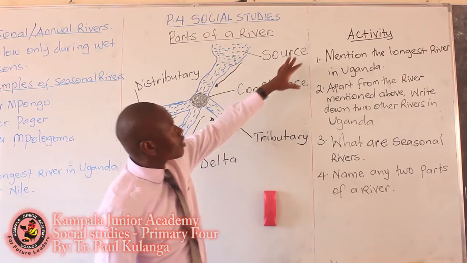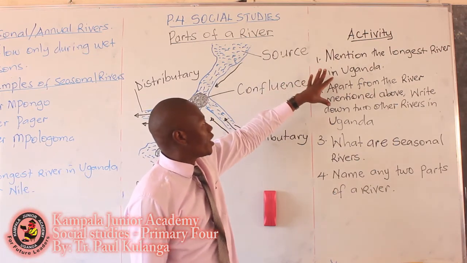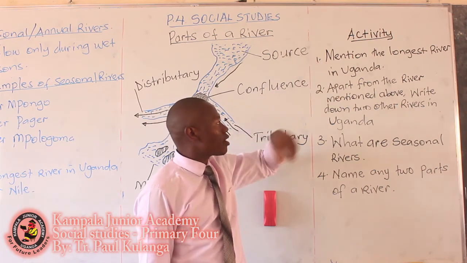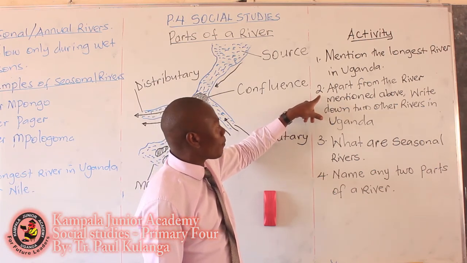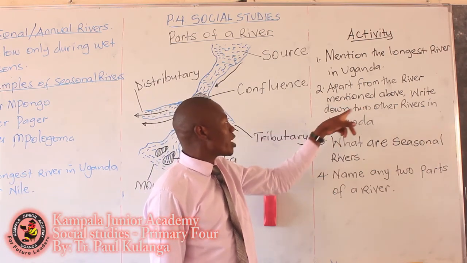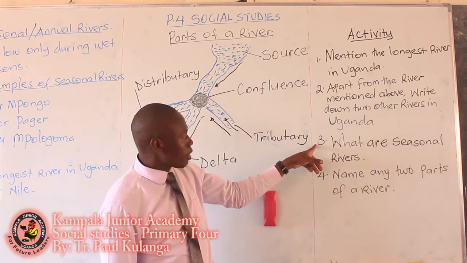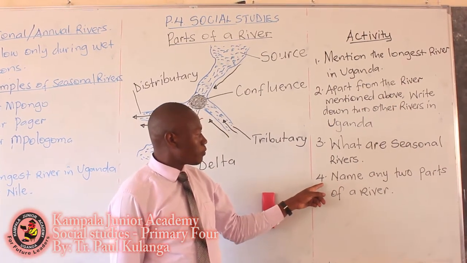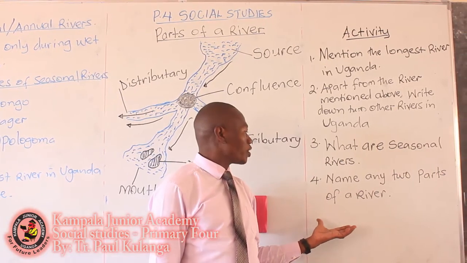Children, this is the activity that is going to take us through what you've covered here. The first question is, mention the longest river in Uganda. Number two, apart from the river mentioned above, write down two other rivers in Uganda. Number three, what are seasonal rivers? Number four, name any two parts of a river. So there are only four numbers.